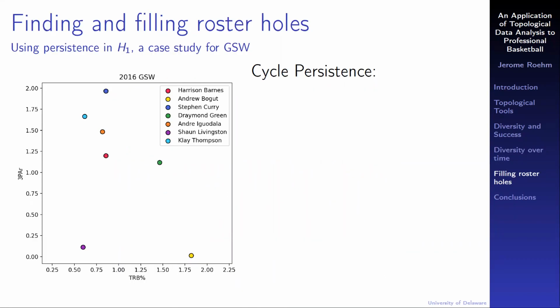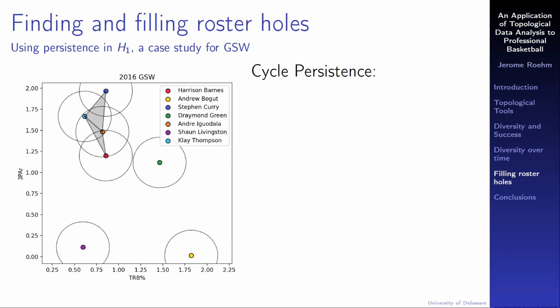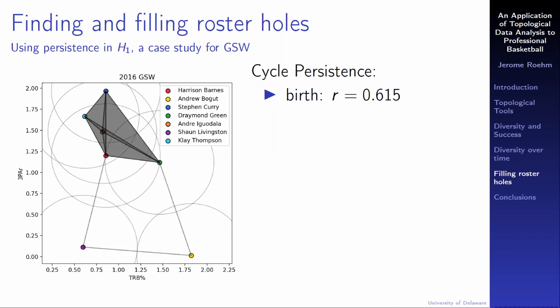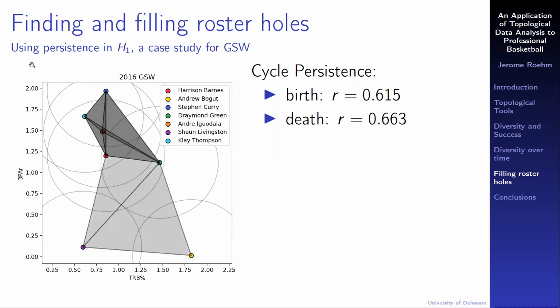Finally, we look at an application of higher dimensional homology to roster building. Here we have the 2016 Golden State Warriors, as shown earlier. As we grow the radius of our bubbles, a cycle appears at radius 0.615. This is a one-dimensional hole detected by the first homology group, H1. When R equals 0.663, Draymond Green and Sean Livingston become connected, resulting in the triangles being filled in and the cycle dying. The total persistence of this cycle is 0.048, which is not very long. However, it is a rare occurrence that a hole forms at all. Very loosely speaking, one could say that the Warriors had a hole in their roster.